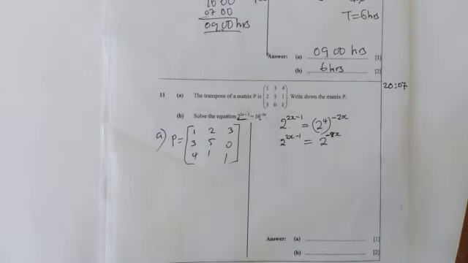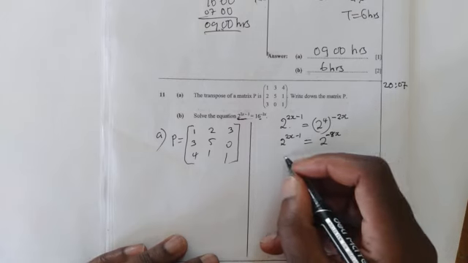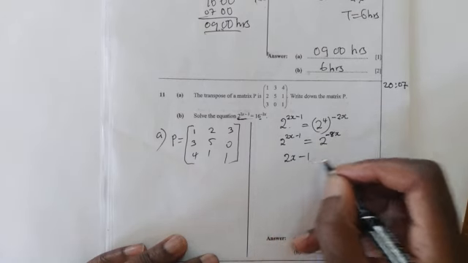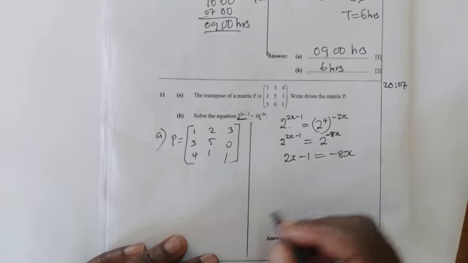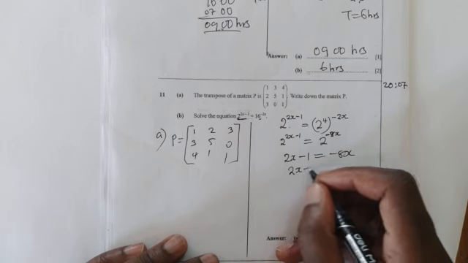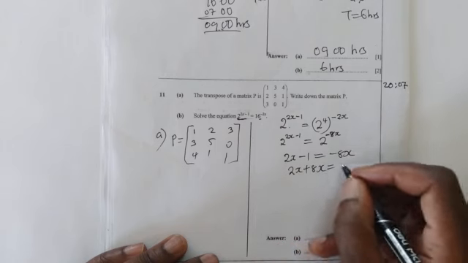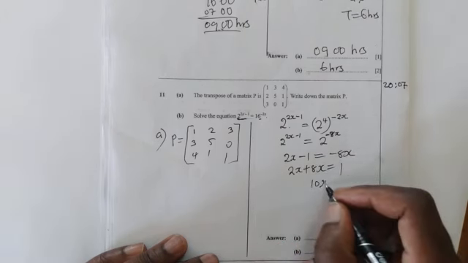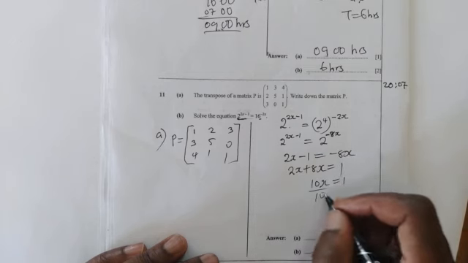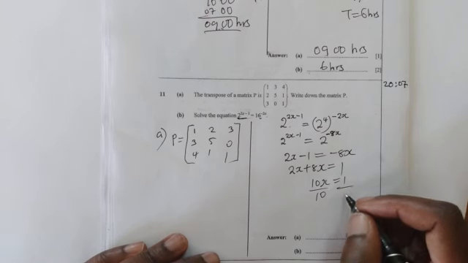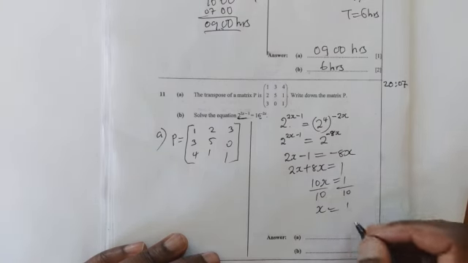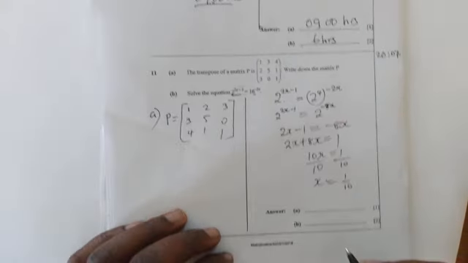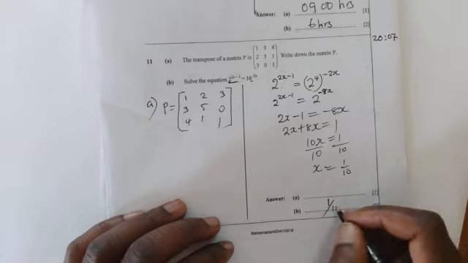Then at this point, we need to make sure that we equate the indices. 2x minus 1 is equal to negative 8x. Then we solve this. We're going to have 2x plus 8x is equal to 1. This is 10x is equal to 1. You divide both sides by 10. So x is equal to 1 over 10.